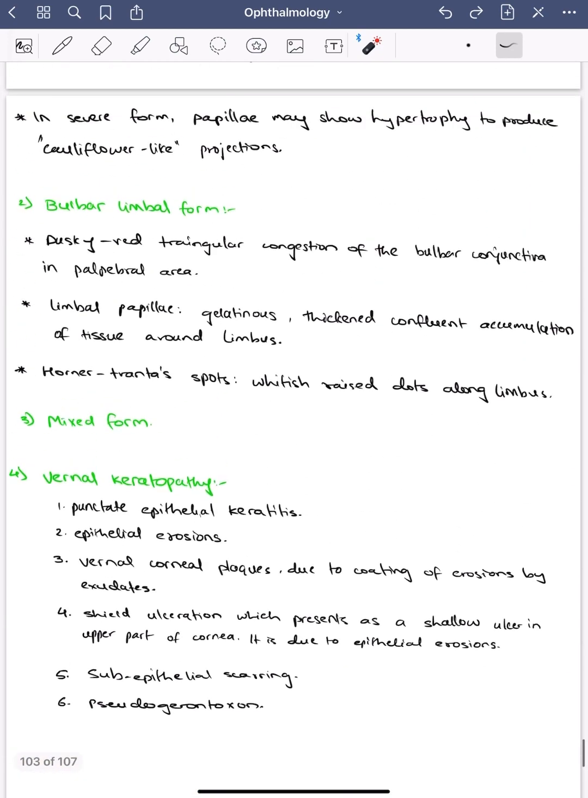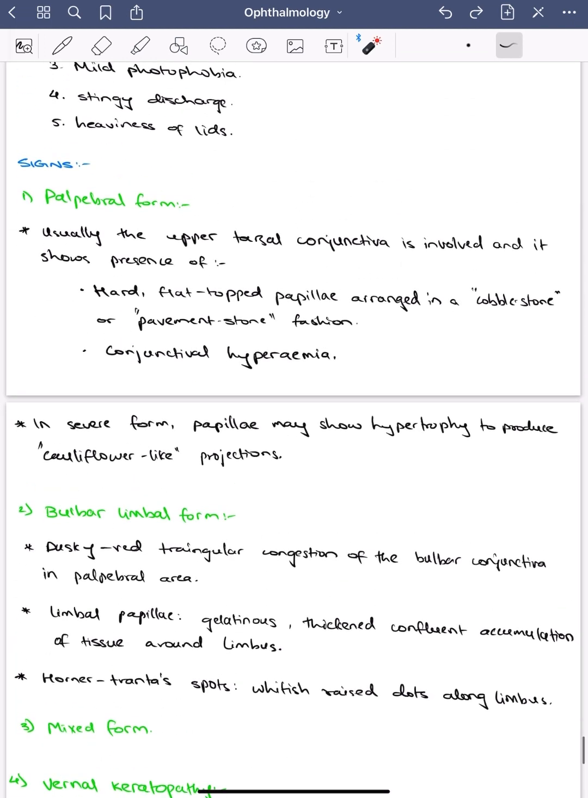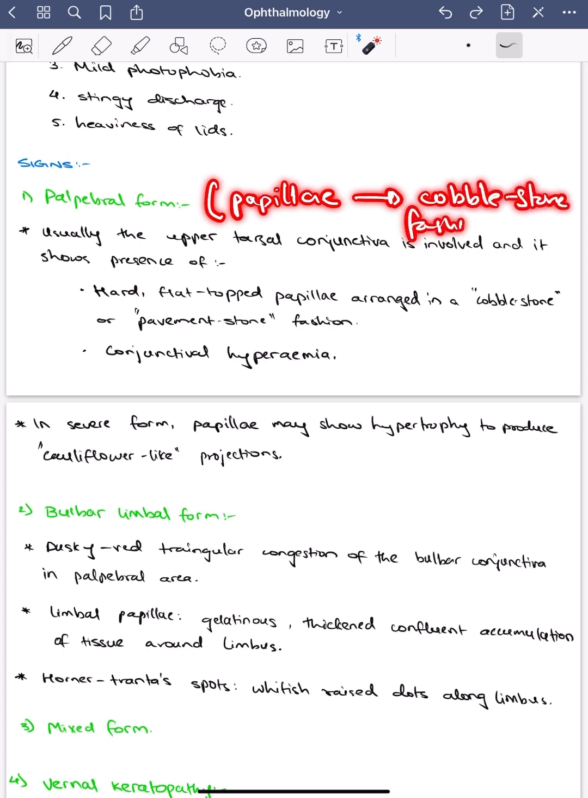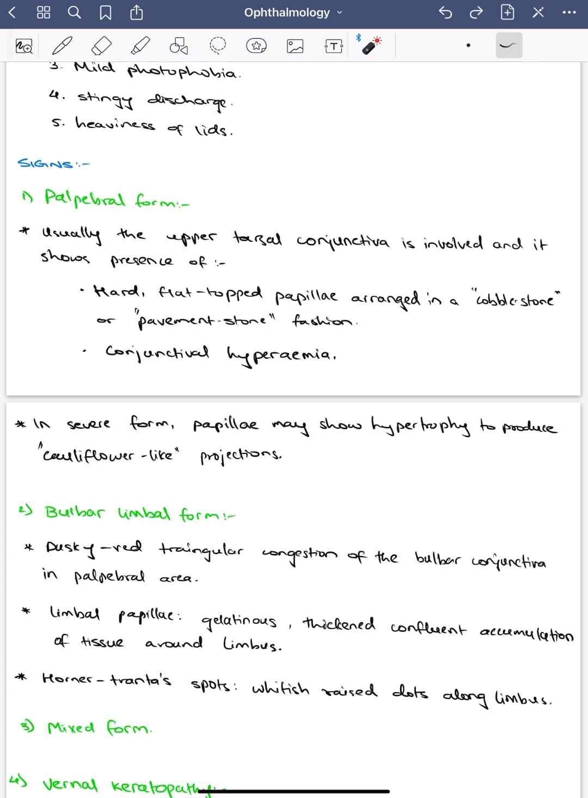So again, the important signs, let us revise. The signs of vernal keratoconjunctivitis can be divided as the palpebral form, the bulbar form, and the vernal keratopathy. Now under palpebral form, the important feature is the presence of papillae, which are arranged in a cobblestone fashion. Then there is conjunctival hyperemia, and if there is hypertrophy of the papillae, it leads to cauliflower-like projections.